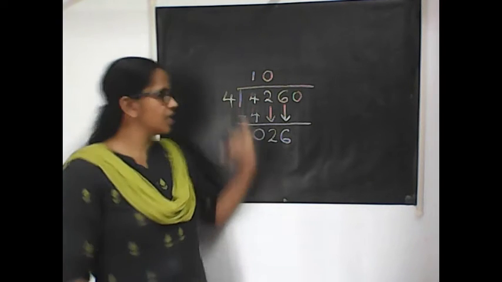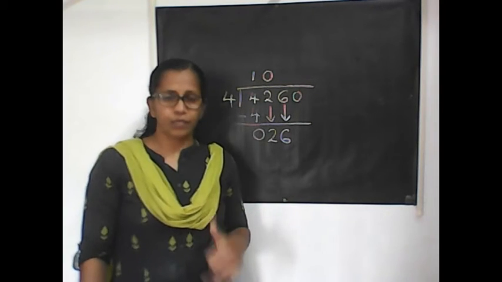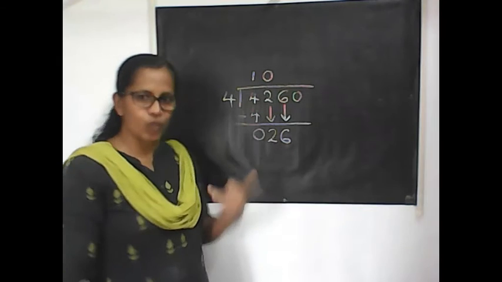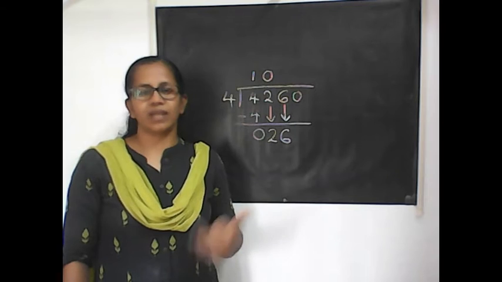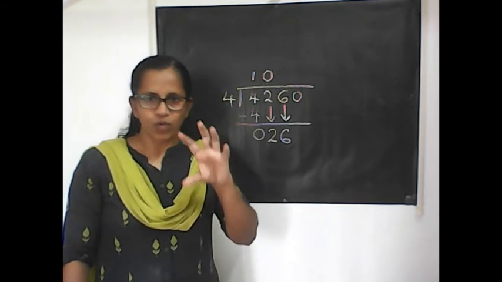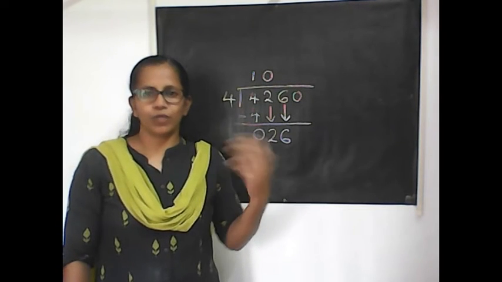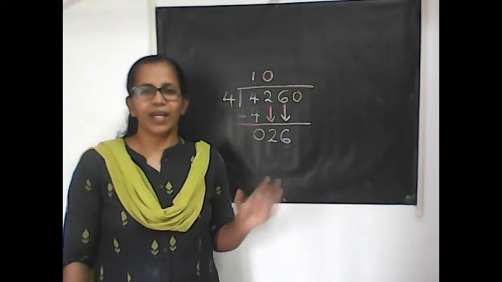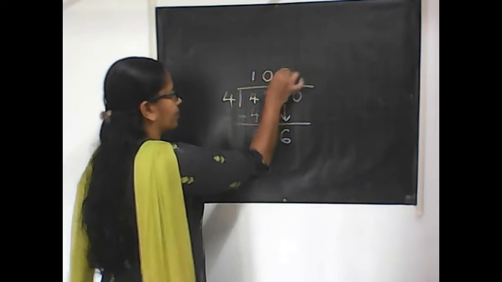For that, say the table of 4. 4 1s are 4. 4 2s are 8. 4 3s are 12. 4 4s are 16. 4 5s are 20. 4 6s are 24. 4 7s are 28. Right? If there were 28 toffees, I could take 7 times. Since I don't have up to 28, I cannot take 7 times. I can take just before that, that is 6 times. So, write 6 there.